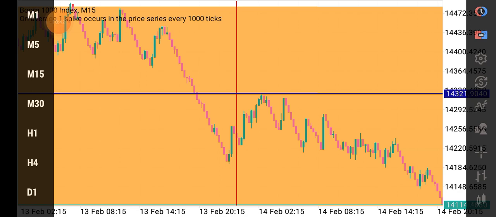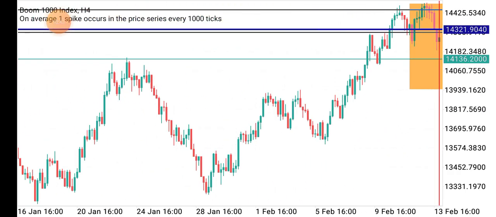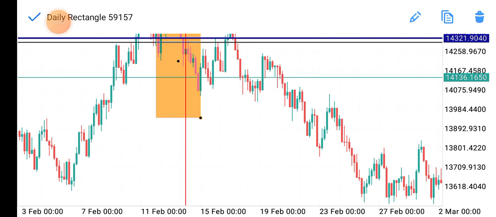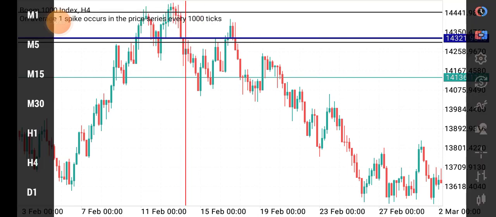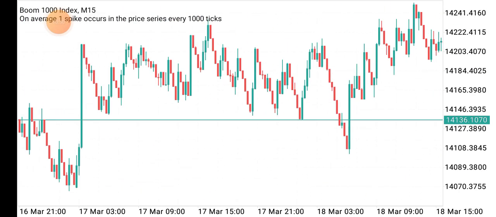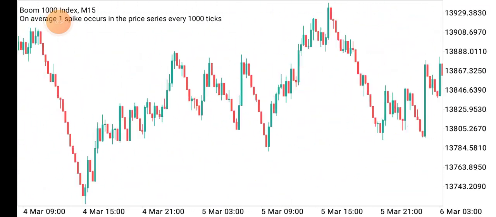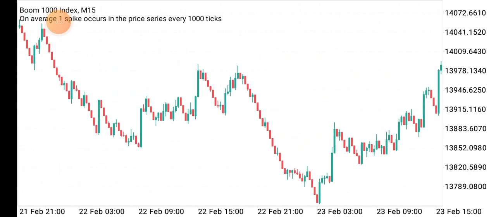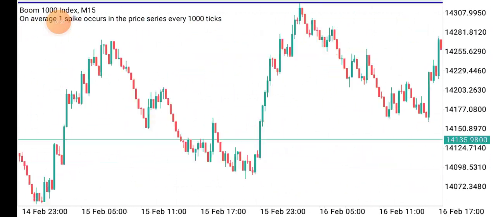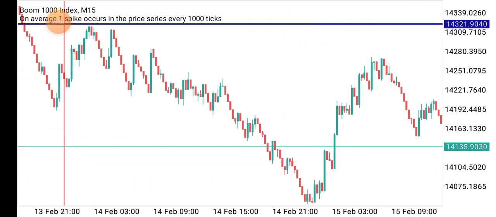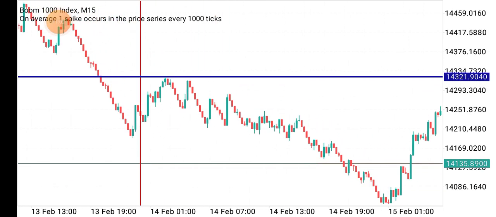go to a higher time frame so I can remove this yellow area. Okay, then go back to the 15 minutes time frame, February 14. All right, we've just passed it, right? Okay, so you can see now.